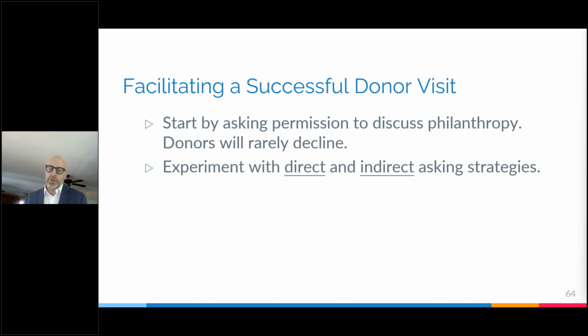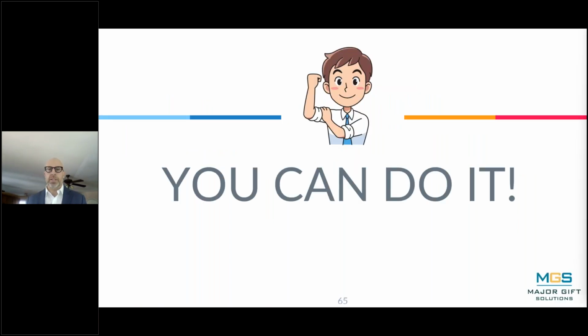And then you can experiment with both direct and indirect asking strategies. This is kind of the difference, if you will, between maybe the East Coast strategy and the Midwest nice strategy. And I've laid out a few of these and some of the other resources that are available on the Major Gift Solutions website. So I encourage you to take a look there. Well, this is the end of the presentation. We flew through a lot there towards the end.